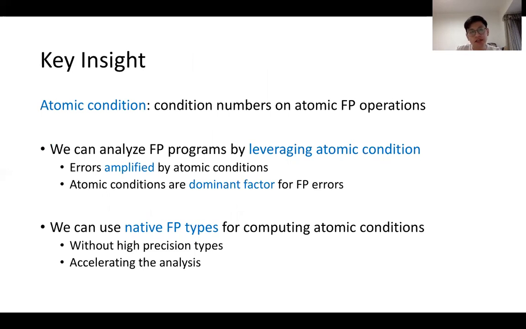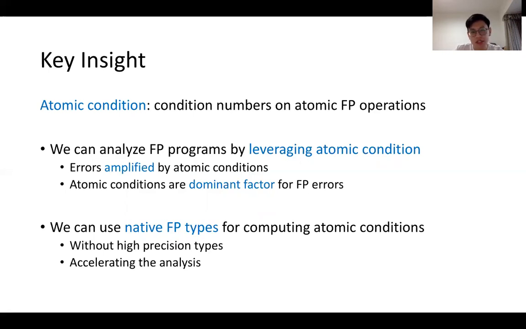Here comes the key insight of this paper. We define the concept of atomic condition as a condition number on atomic operations. By leveraging atomic condition, we can analyze floating point programs in a white box manner. We can measure how much the relative error is amplified by atomic conditions, and we formulate that atomic conditions are the dominant factor for floating point errors.